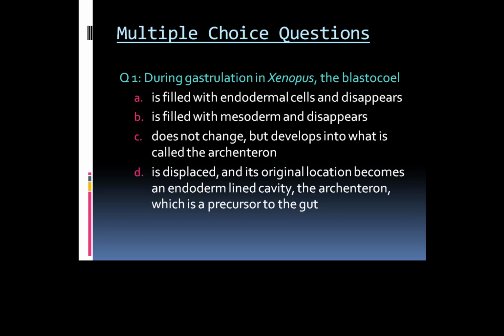In this, question number 1 is, during gastrulation in Xenopus, the blastocoel, option A, is filled with endodermal cells and disappears. Option B is filled with mesoderm and disappears. Option C does not change but develops into what is called the archenteron. Or option D is displaced and its original location becomes an endoderm-lined cavity, the archenteron, which is a precursor to the gut.